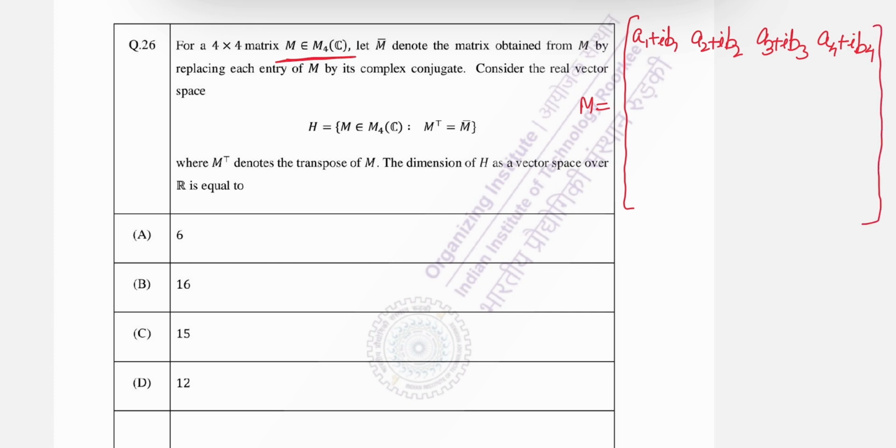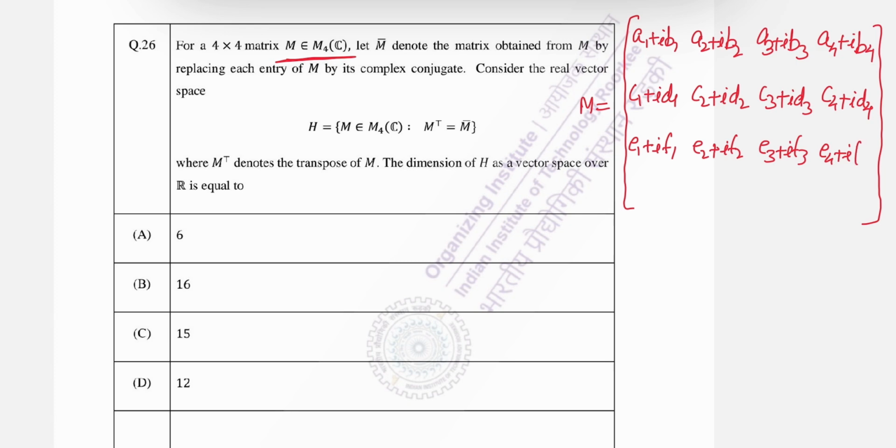And here this is the first row, and the second: C1 plus iota D1, C2 plus iota D2, C3 plus iota D3, C4 plus iota D4, and the third row will be E1 plus iota F1, E2 plus iota F2, E3 plus iota F3, E4 plus iota F4, and the last row G1 plus iota H1, G2 plus iota H2, G3 plus iota H3, G4 plus iota H4. We can assume this matrix M like this.